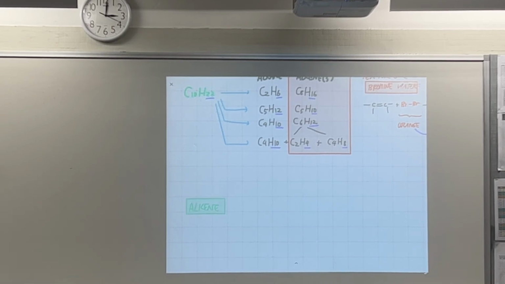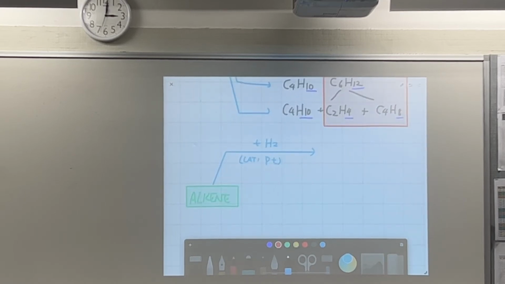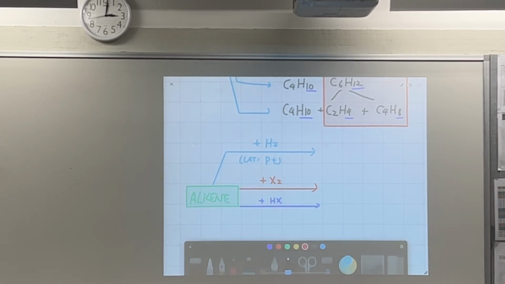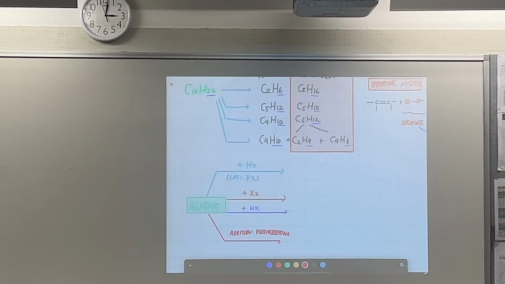So you have reaction with hydrogen. The catalyst is platinum, a very expensive metal. And then we have halogenation, no catalyst is needed. We have hydrohalogenation, so HX. And then we have addition polymerization. These are the most important reactions.